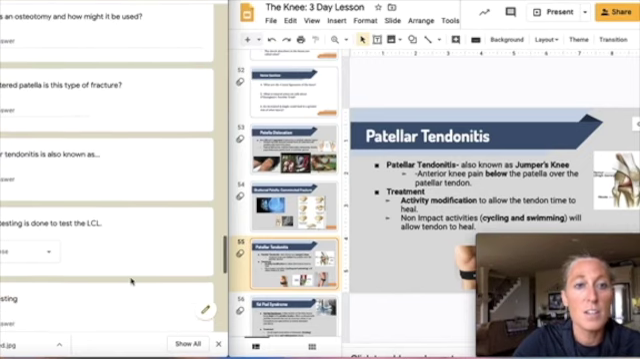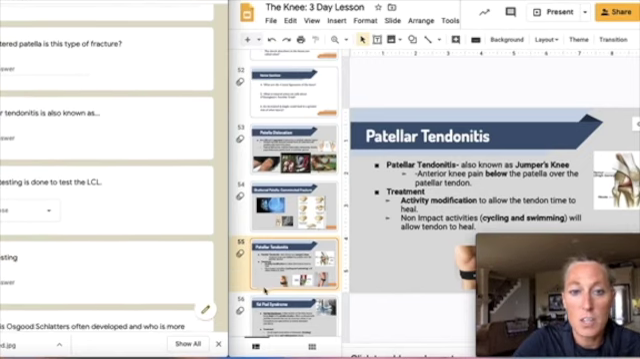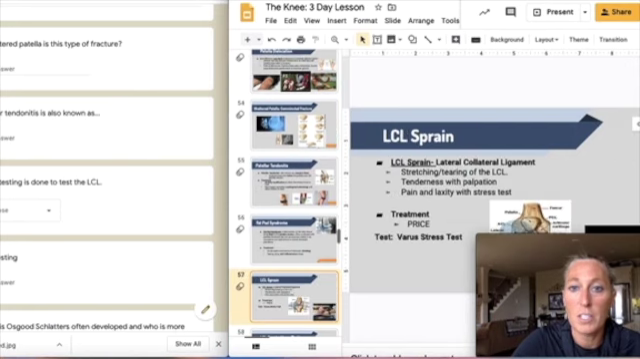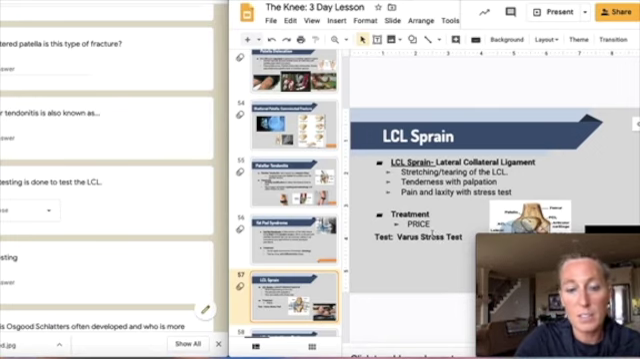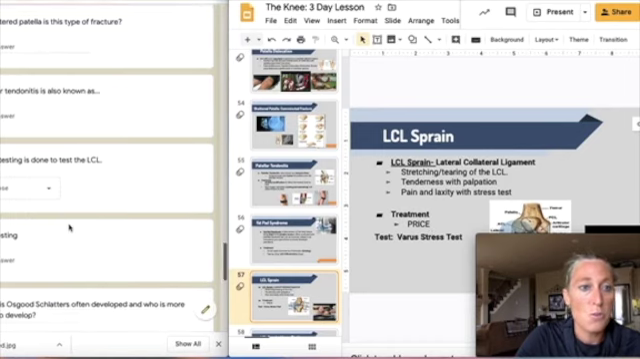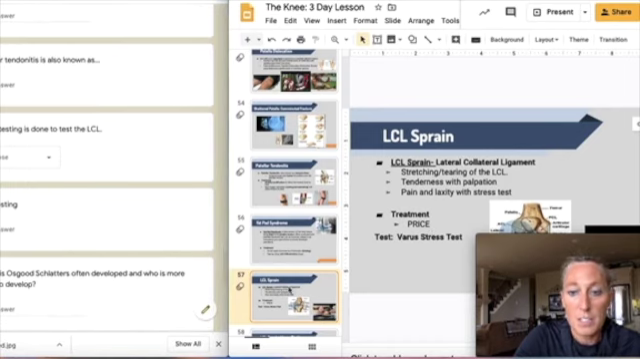Varus testing is done to test the LCL. So if we continue on, LCL and varus stress test to test the LCL, and that is where the tibia is pushed back in relationship to the femur. So that is true. PCL testing.